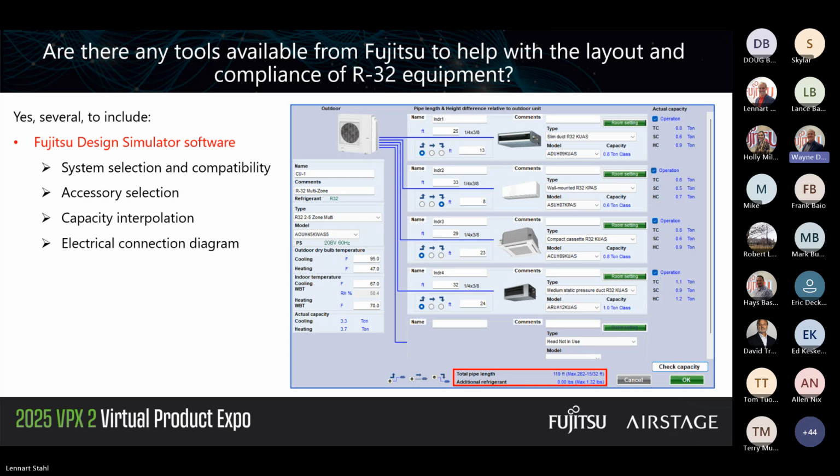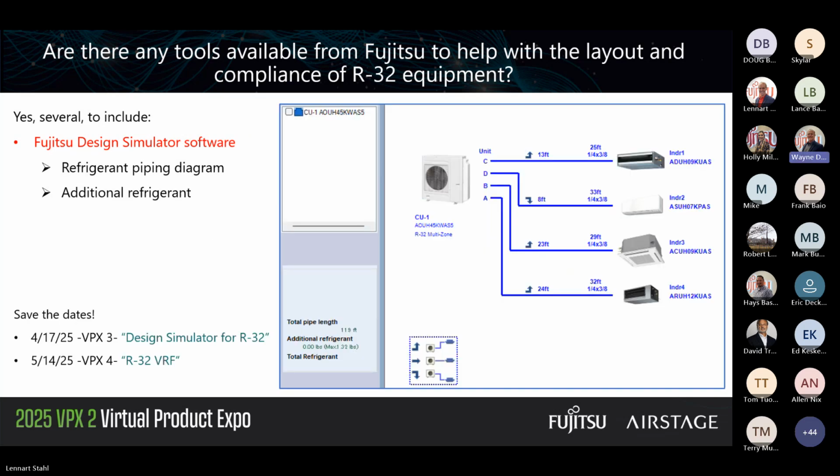It also provides the electrical connection diagrams, but I want to point out in the bottom center there where you see the red box, the total pipe length. So when you're inputting these values into Design Sim, it's going to tell you if you need additional refrigerant, and if so, how much based upon your line length. So you don't have to do any math that could be subject to error. Next slide.